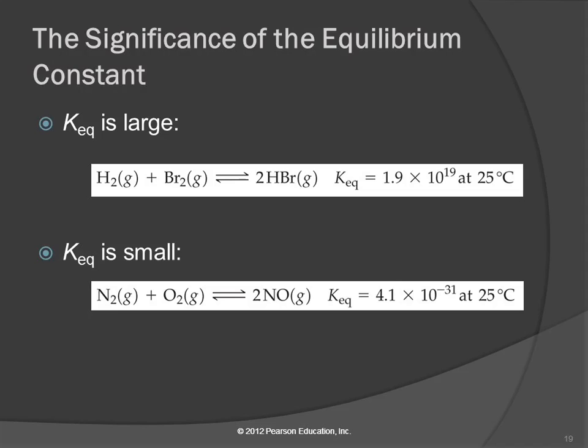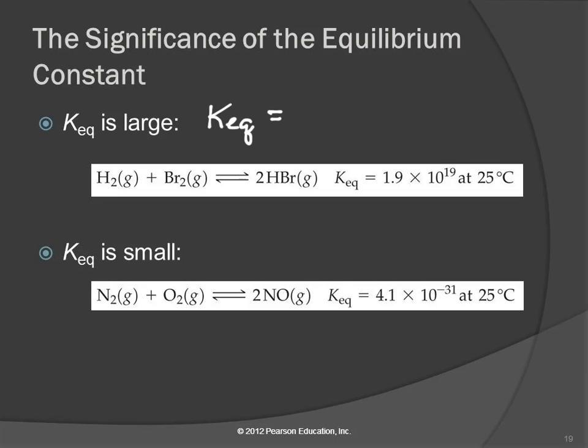Well, what does KEQ, that equilibrium constant, mean? If KEQ is large, like in this example, here's KEQ equals 1.9 times 10 to the 19th. That's a big number, right? That's 1, 9, and 18 zeros. It's a really, really big number. Well, what does KEQ represent? What's the equilibrium expression for that equation?